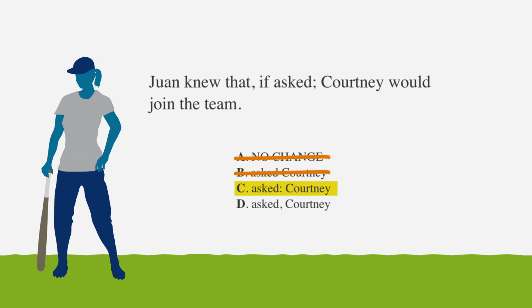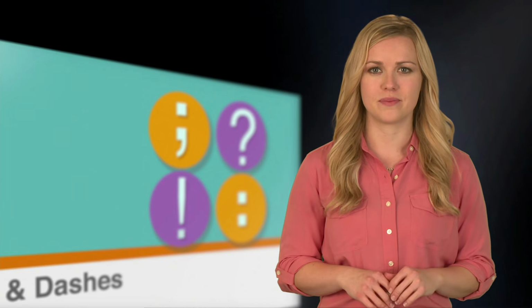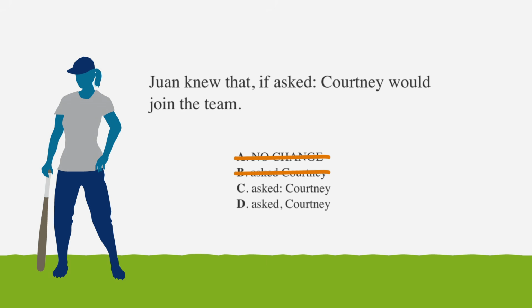Answer choice C suggests a colon. As we now know, the colon separates an independent clause from a list, phrase, or other independent clause. In this case, the first half of the sentence, Juan knew that, if asked, is not an independent clause. Therefore, a colon is also incorrect. Cross out C.